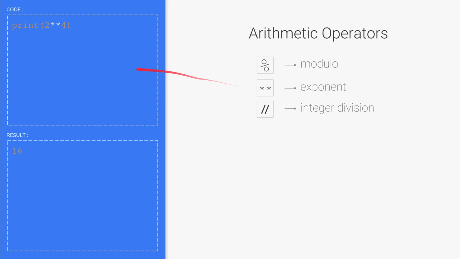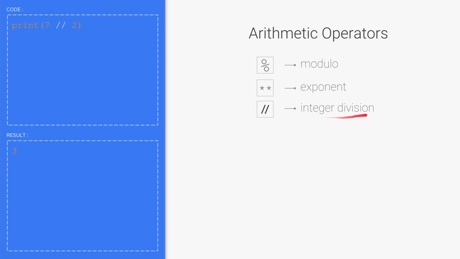The exponent, you basically multiply a number by itself as many times as the exponent says. In this case, we have 2 exponent, the exponent symbol, which is a double asterisk, 4. If you were to expand that out in multiplication form, it would be 2 times 2 times 2 times 2, which is 16. So 2 times 2 is 4, 4 times 2 is 8, 8 times 2 is 16.